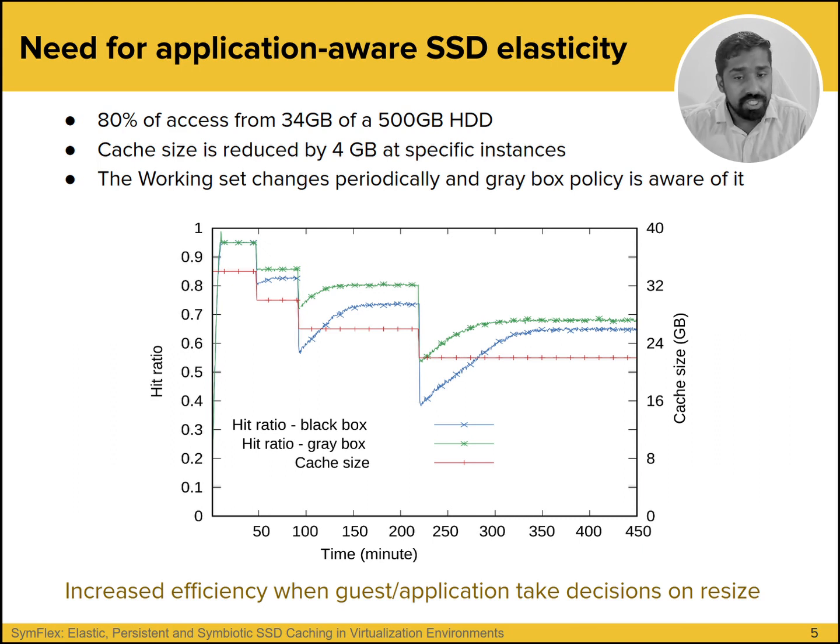The FIO tool is used to generate the workload in both cases, and it accesses a 500 GB hard disk. In the first window, 80% of the accesses are from the first 34 GB of the device and the 20% from the remaining portion of the device. At the end of each window, the working set is shifted to the next 34 GB of the device. In addition, the cache size is reduced by 4 GB at the end of each window. The black box approach employs an LRU-based caching policy, while the gray box approach is aware of the shift in the 34 GB working set. So, the gray box approach tries not to evict the cache blocks of the next working set during the resize at the end of a window. Since the gray box is aware of the cache data semantics, it provides increased efficiency during the cache resize.